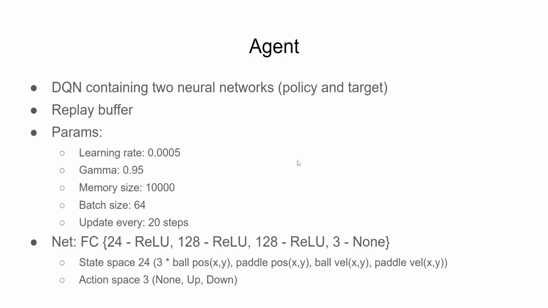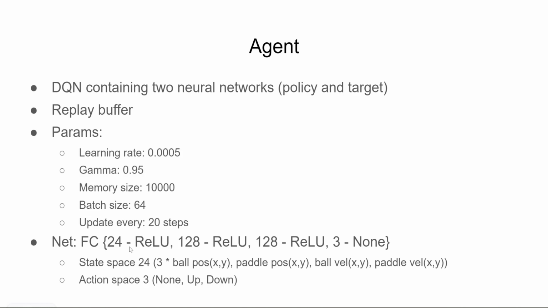Also, for the parameters of the training process, I used a learning rate of 0.0005, a gamma discount reward of 0.95, a memory size of 10,000 experiences, a batch size of 64, and we update every neural network after 20 steps. Also, in the neural network implementation over here, you can see that we have 4 fully connected layers.